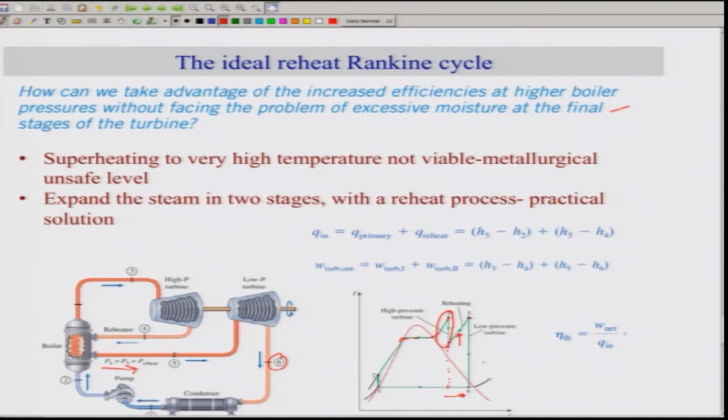Now one can understand that there are 2 heat inputs being supplied. One is at this end, which is the primary heat, from 2 to 3, and the other one is during the reheating process. So this is Q primary plus Q reheat. It can be directly related to the enthalpy change at different points. 3 to 2 is for the primary heat and 5 to 4 corresponds to reheat. And similarly there are 2 turbines, hence there are 2 works associated with that, which also can be related directly to the enthalpy change. And overall the efficiency can be written in the same way as we have written earlier.